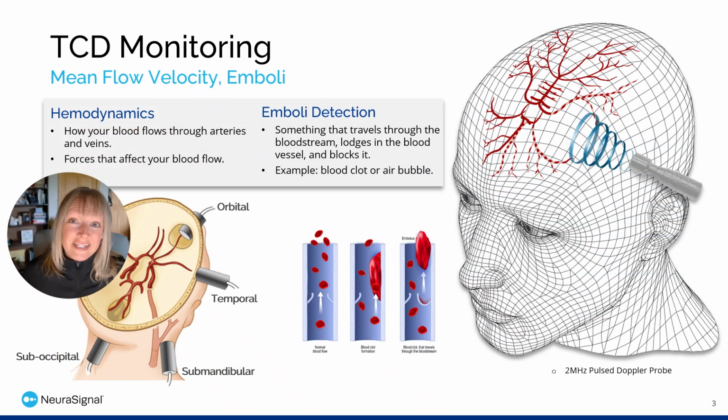Just briefly, what TCD is: we're using a 2 megahertz pulsed wave single element transducer. We're insonating through windows, typically temporal windows. We're looking for the thinnest layer of bone to insonate through. And we are trying to find these arteries at the circle of Willis, the base of the brain, and we are finding the mean flow velocities, the pulsatility indices, anything that resembles emboli or a bubble in those arteries.